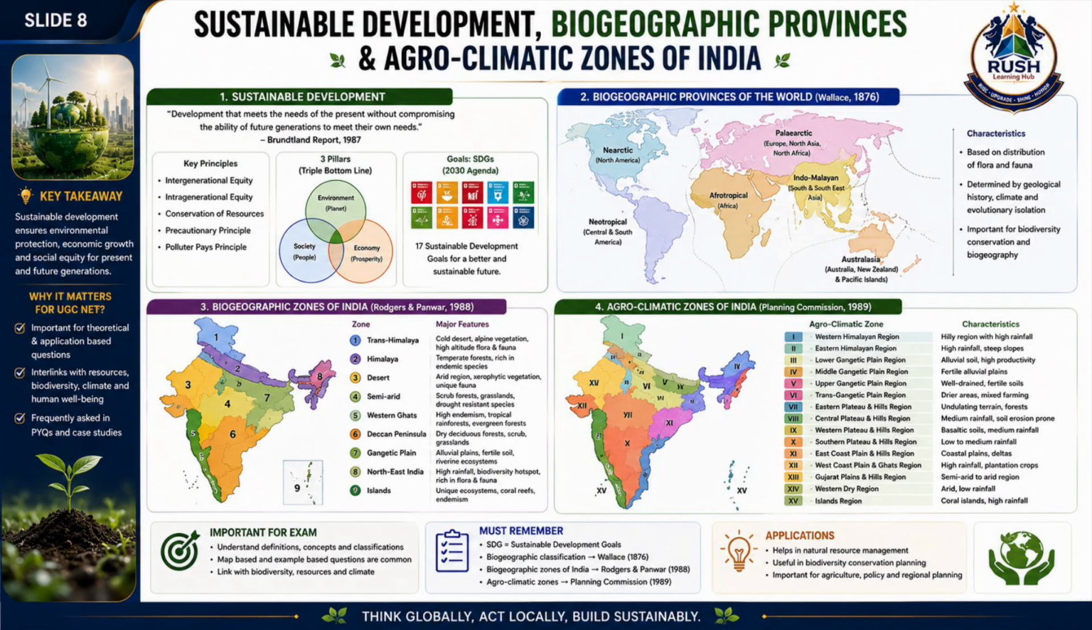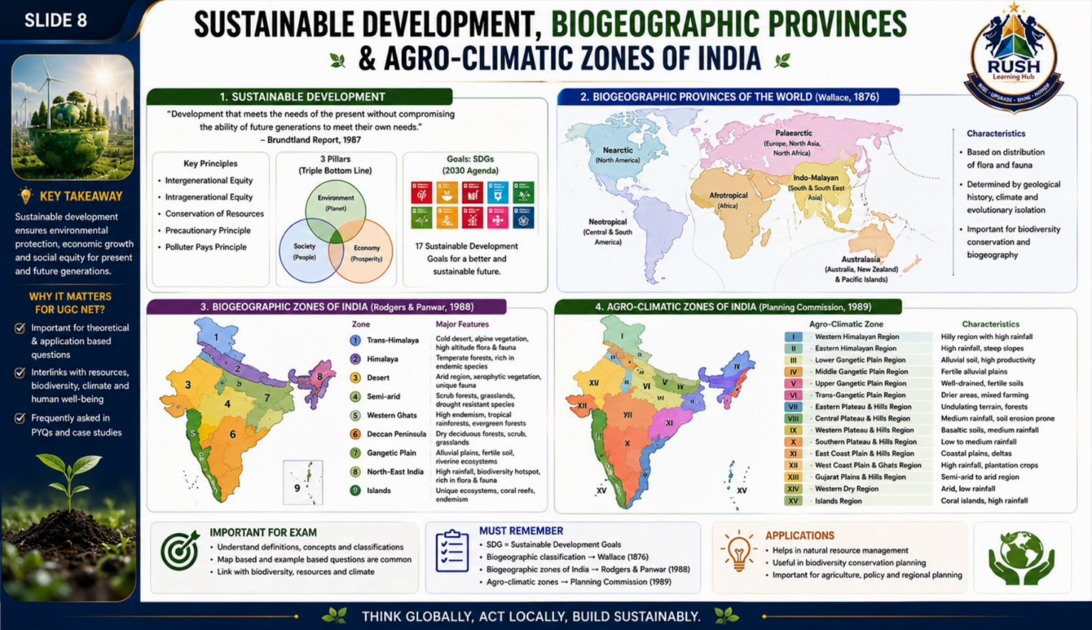The polluter pays principle states that those responsible for pollution should bear the costs of preventing, controlling, and remedying environmental damage. Remember that the Sustainable Development Goals, or SDGs, were adopted by the United Nations in 2015 and consist of 17 global goals aimed at achieving sustainability by 2030.